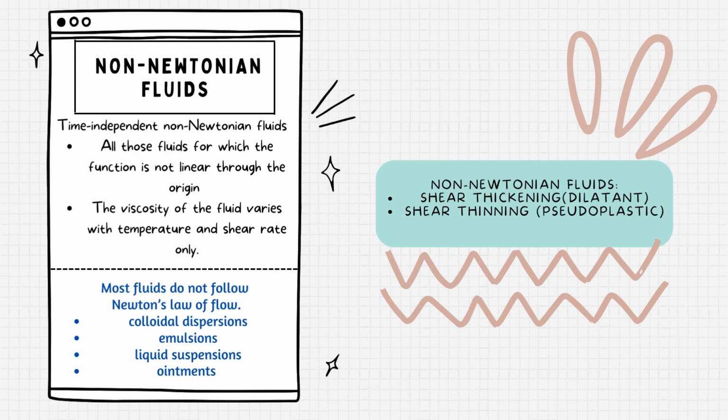Non-Newtonian fluids. Time-independent non-Newtonian fluids are all those fluids for which the function is not linear through the origin. The viscosity of the fluid varies with temperature and shear rate only. Most fluids do not follow Newton's law of flow, such as colloidal dispersions, emulsions, liquid suspensions, and ointments.